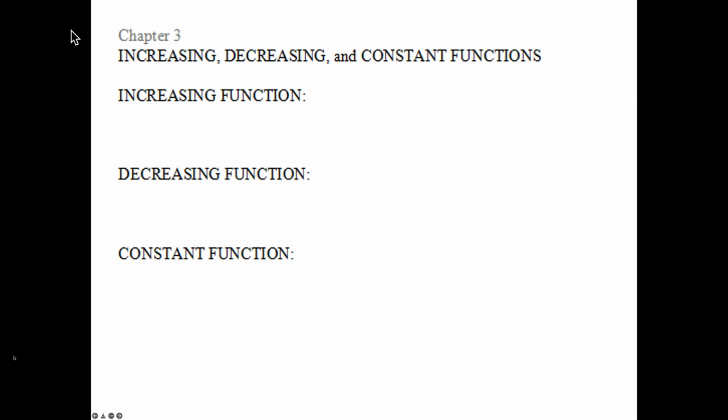All right, section 3.3, second video talking about increasing, decreasing, and constant functions. Now, be patient here when you write down your notes because the author is going to goof things up.